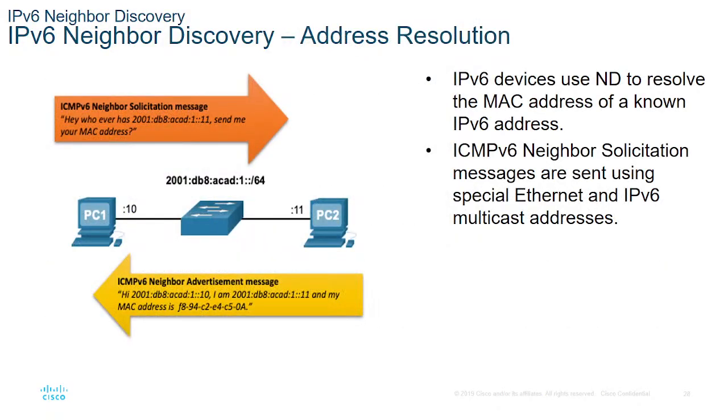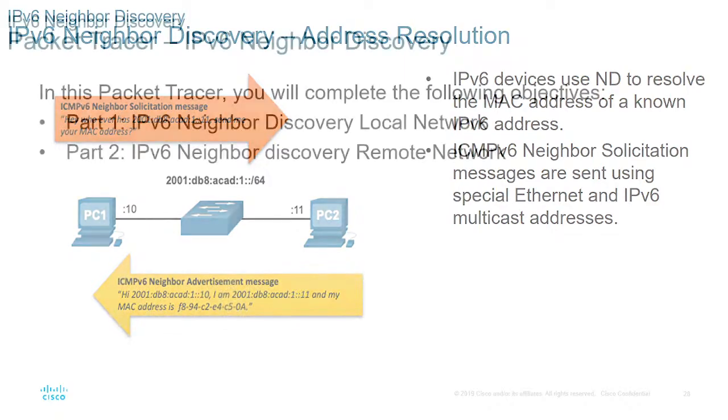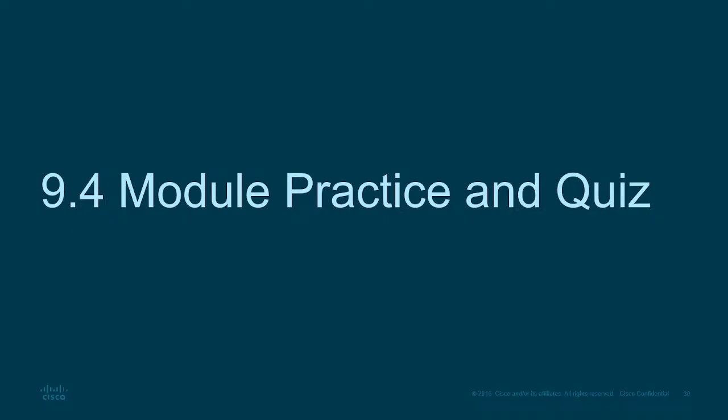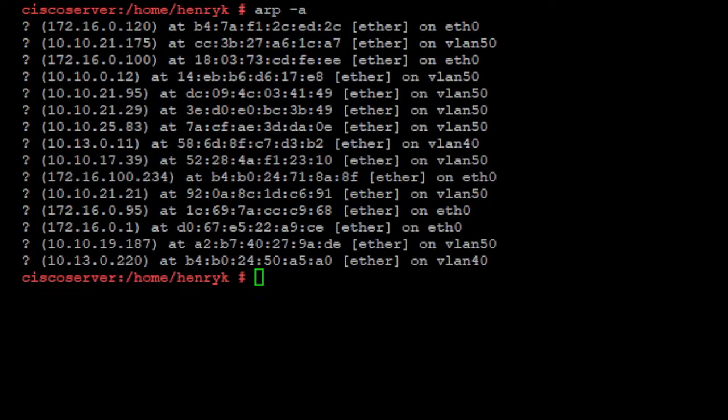So IP version 6 devices will use a neighbor discovery protocol to resolve MAC addresses of a known IP address, and neighbor association messages will be sent using a special Ethernet and IP version 6 multicast address. So I'll quickly show you in Packet Tracer how this is done at the end of the chapter. So now let me show you how this works.